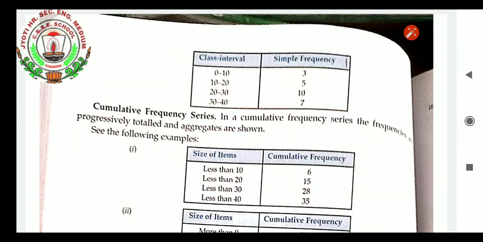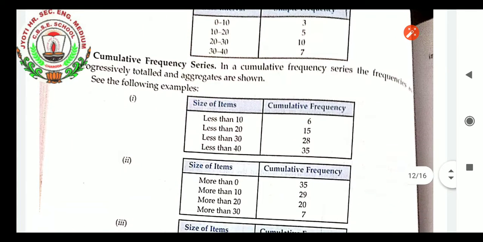Cumulative frequency series. It is a cumulative frequency series. The frequency is added up progressively, totaled, and aggregates are shown at the end. See the following example. Less than 10 means below 10. The frequency is 6. Less than 20. In less than 20, the frequency is 15. It means here the frequency of below 10 is also added up.